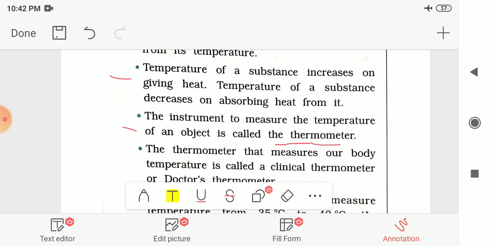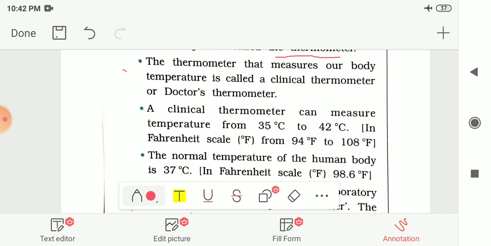So we had seen different types of thermometer. The thermometer that measures our body temperature is called the clinical thermometer or doctor's thermometer. This clinical thermometer can measure the temperature from 35 degrees Celsius to 42 degrees Celsius, and in the Fahrenheit scale it can measure from 94 degrees Fahrenheit to 108 degrees Fahrenheit. This is the other unit to measure the temperature, that is degree Fahrenheit.